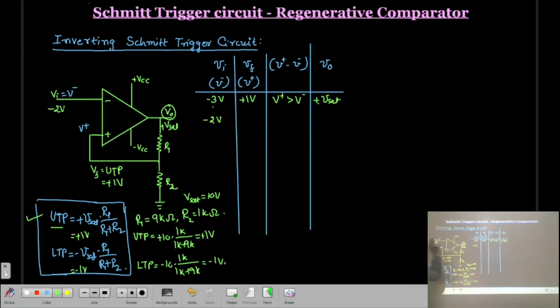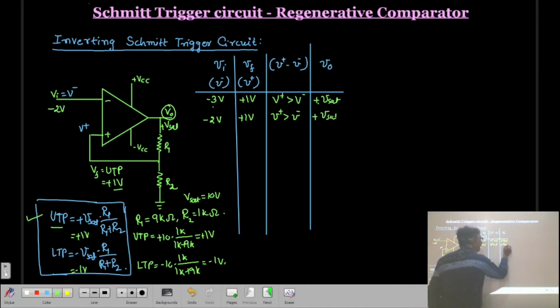Then, what is the output voltage? It is in plus V saturation. So, my feedback voltage is also 1 volt. Here, this is remaining 1 volt. My input voltage is minus 2. So, here again in this condition, the V plus is greater than V minus. So, naturally, the output voltage will be in plus V saturation.